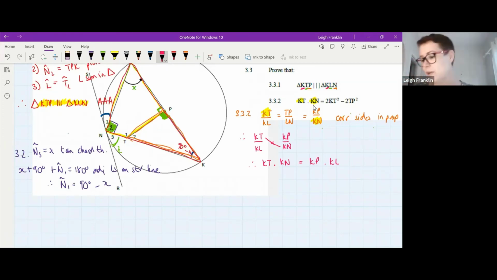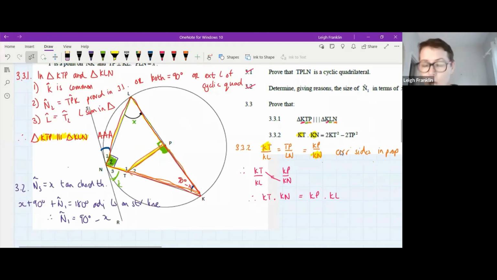Because if we can prove that two things are equal to the same thing, then we've proved that they are equal to one another. So now we're on a mission. We want to see how we can show that 2KT squared minus 2TP squared could be equal to KP times KL. Now, looking very carefully at KP and KL.